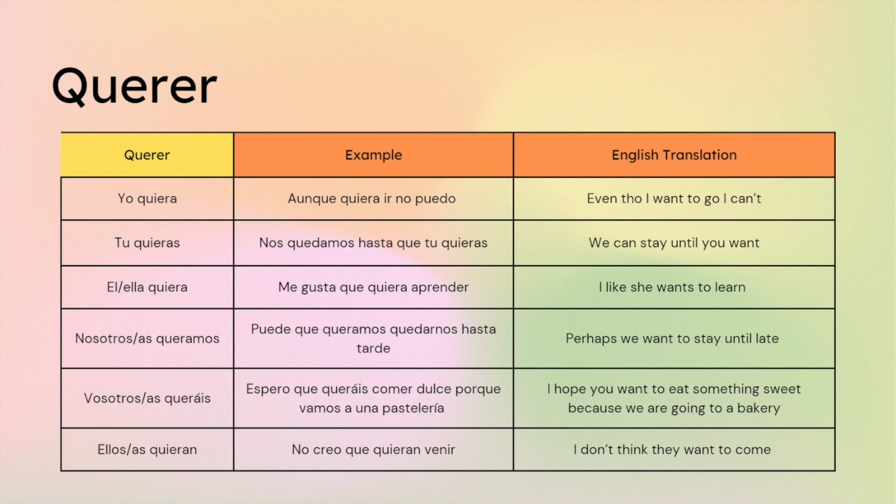Querer. You have the subjunctive there. I've introduced querer because it's used quite a lot, as we are going to see in the examples. Some of these sentences you can learn as they are because they're used a lot. And I myself use them in my daily life quite a lot, particularly this one, and this one. No creo que quieran venir. But let's have a look at these examples.